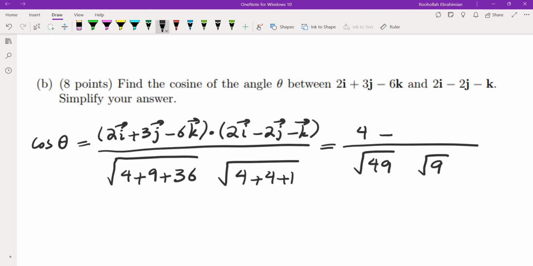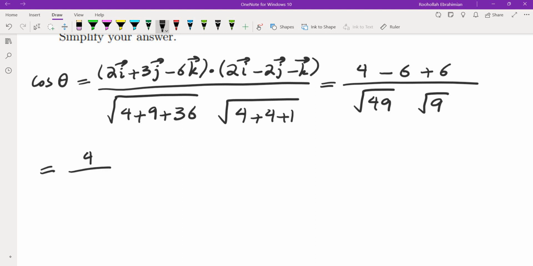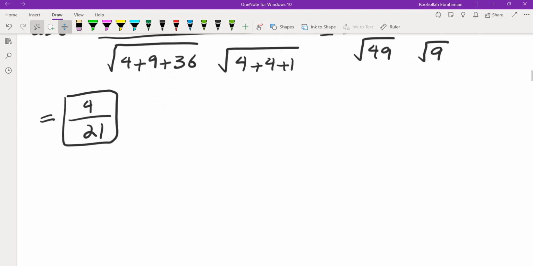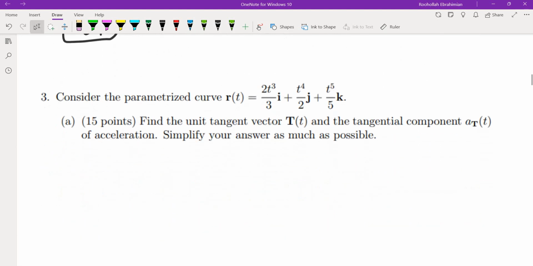Numerator would be 4 minus 6 plus 6. So this would be 4 over root 49, which is 7, times root 9, which is 3. 7 times 3, that is 21. And they didn't ask us to find the angle, they asked us to find the cosine of the angle. So that is our answer.